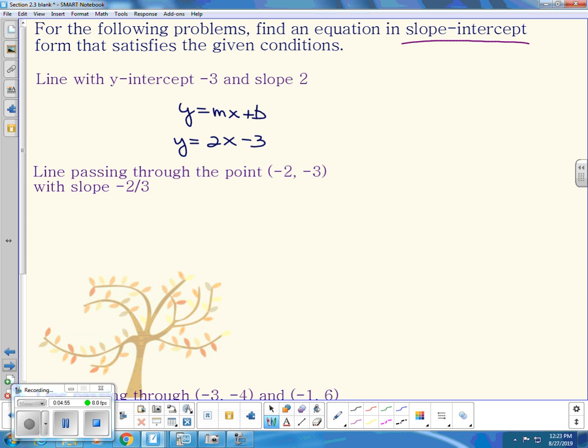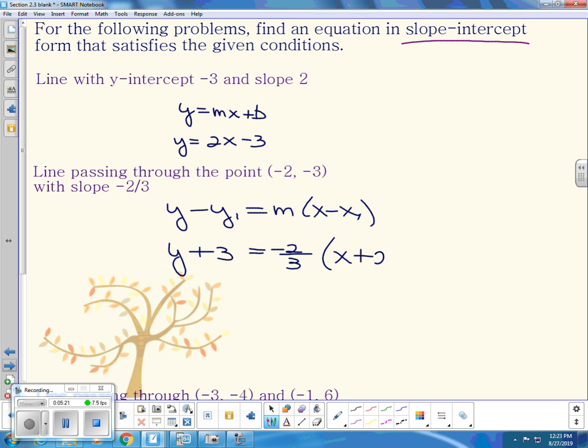The second one, I have a point and a slope. So I'm going to use point slope form. Now we start by writing the generic form of the line and then filling in. So it's y minus a negative 3 equals the slope, negative 2/3, times x minus a negative 2. So that's in point slope form. So if that's what they told you to write it in, we'd be done.